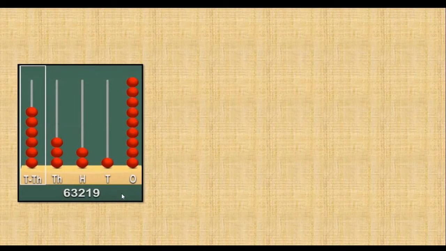Now for the first example, it is 63,219, wherein 6 happens to be at the 10,000s place. So we have 6 beads here. Then naturally the thousands place happens to have 3 beads. So thousands place we have 3 beads. Hundreds place has 2 beads in it because the number is 2. And similarly, tens place has 1 and ones place has 9 beads in it.